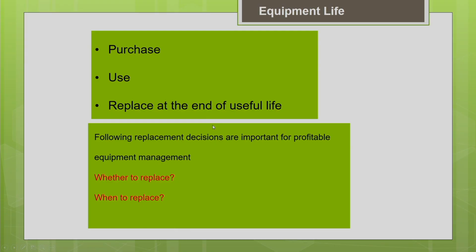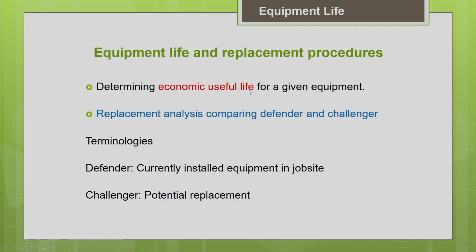To make this replacement decision, we need some knowledge on how to estimate the economic useful life of the machine. What is this economic useful life? I will be discussing more in detail in the upcoming slides. Basically, economic useful life is a time period during which the cost associated with the machine is minimum. That is, the cumulative total cost associated with the machine is minimum.